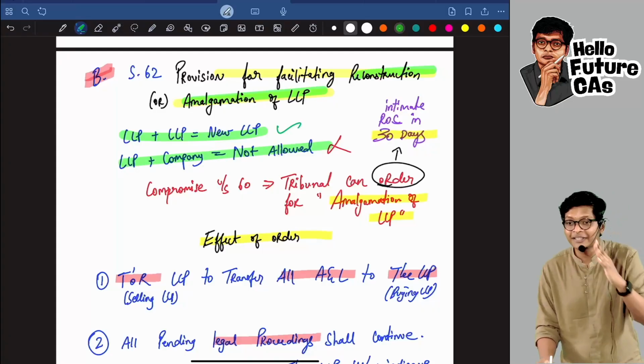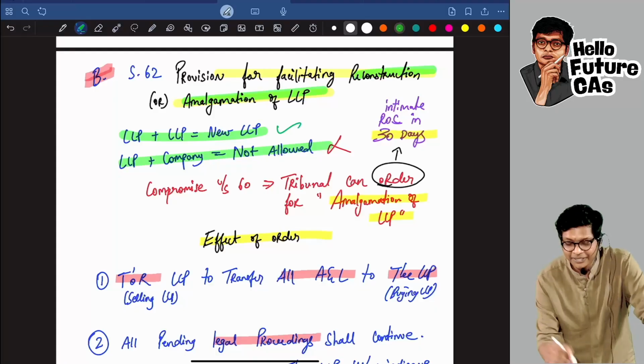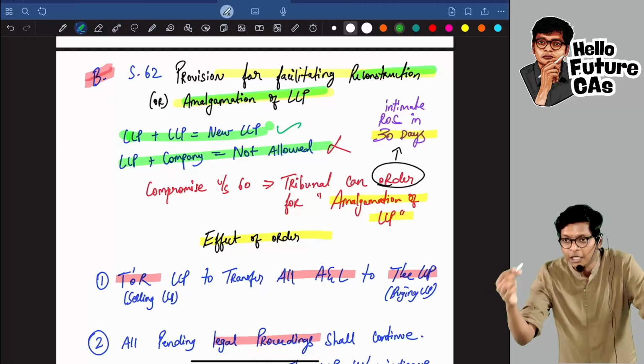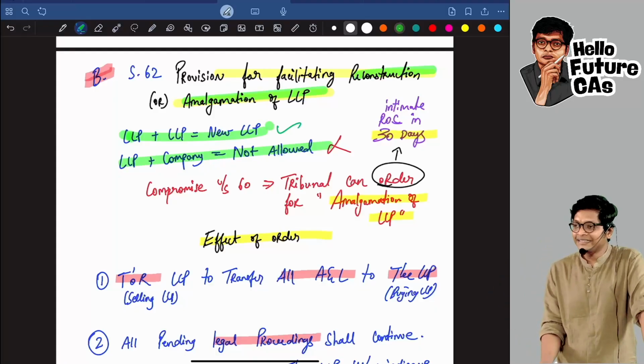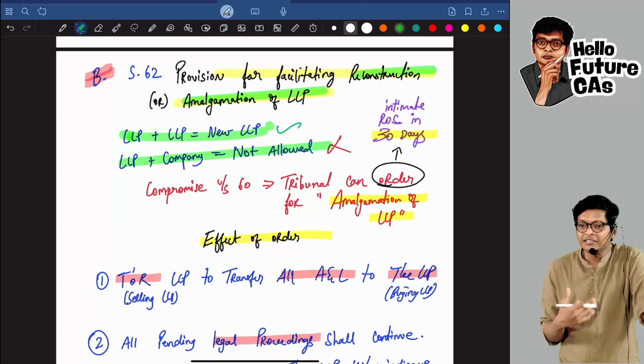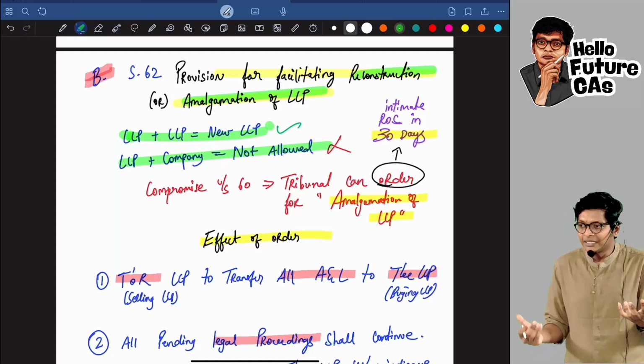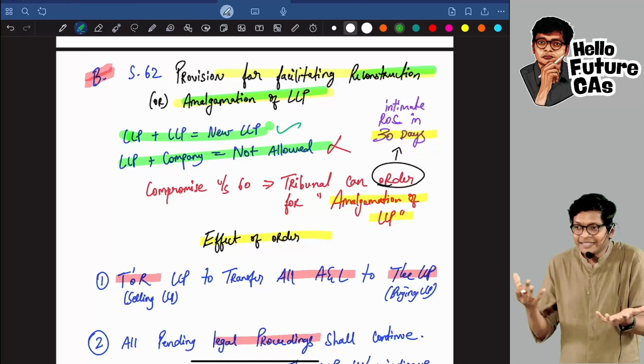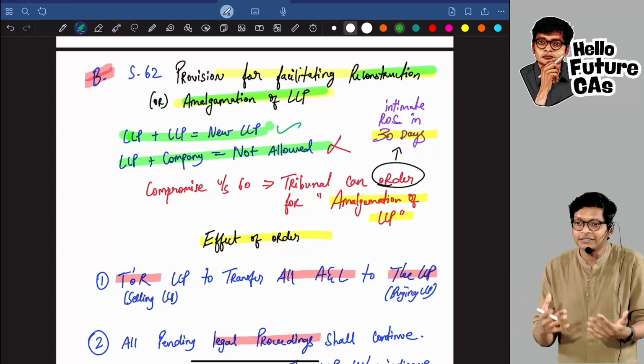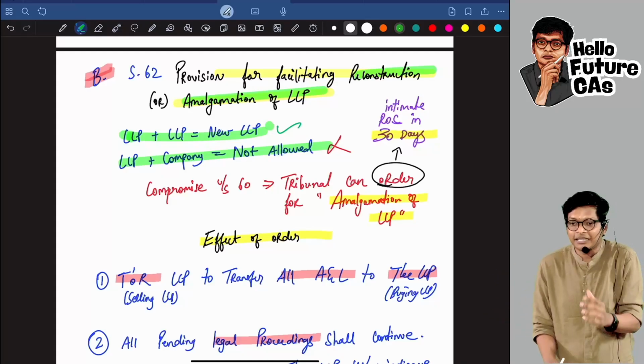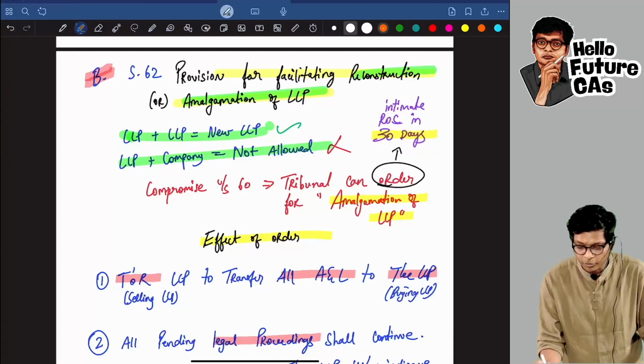Important point. They can ask in an MCQ. That's it. LLP with company not allowed. LLP with LLP allowed. Are you following, guys? Easy, because legal complications are not there. Okay, LLP with company, how will I do it? Here there are members, here there are partners. How will I give shares? One entity doesn't have shares. Are you getting it, guys? That's it. Proper MCQ question.